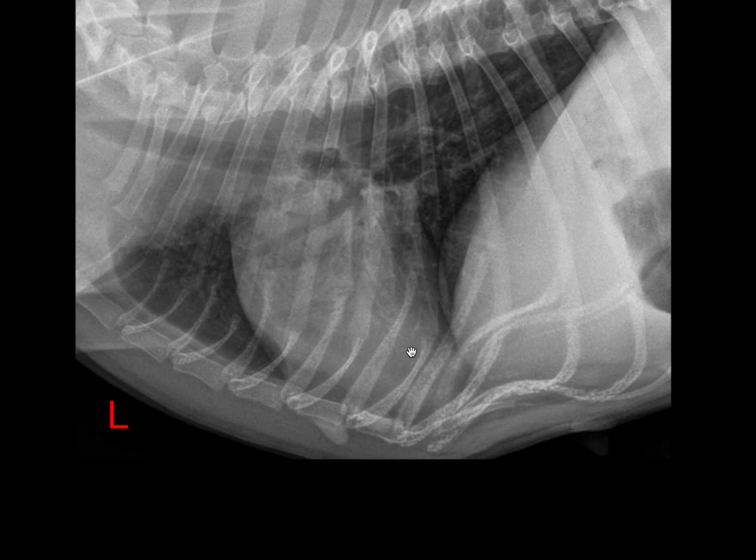So to conclude, in this dog, we've got an alveolar pattern of the left cranial lung lobe. Based on the distribution and appearance, this is fairly typical for aspiration pneumonia, which also fits very well with the clinical history. Now, there is a little bit of discussion about the radiographic appearance of aspiration pneumonia in the full report associated with this case, so go ahead and check that.